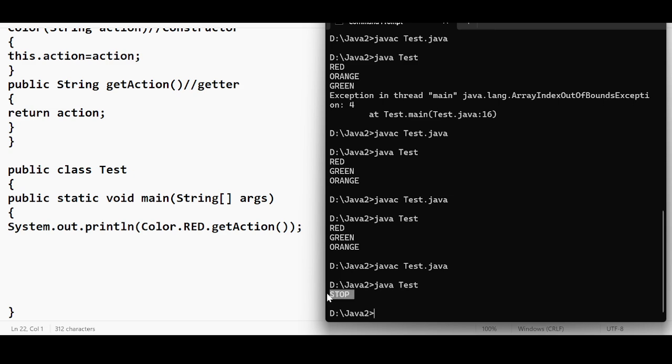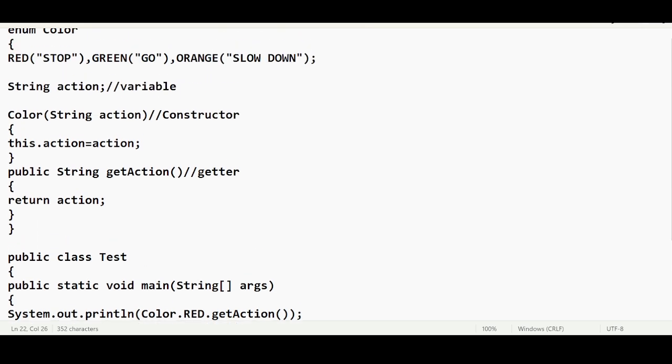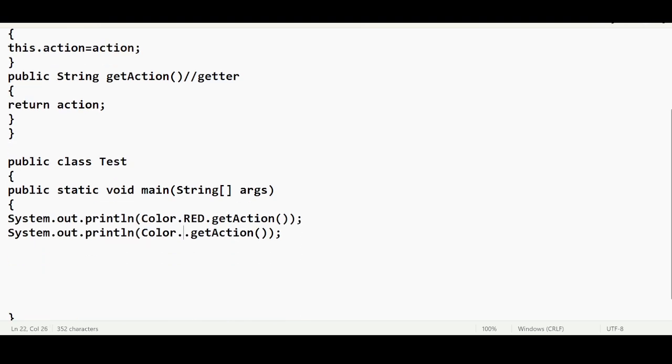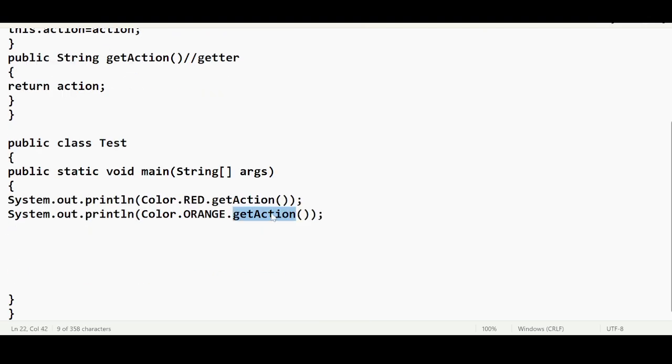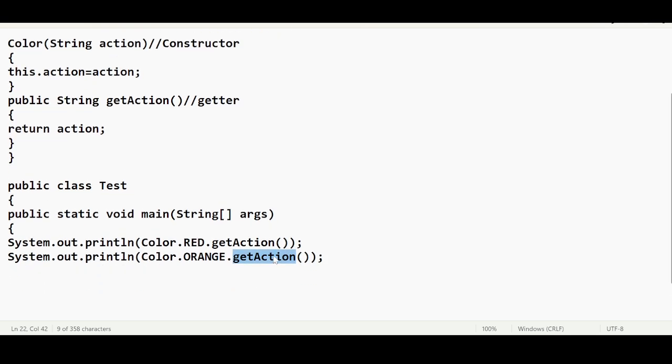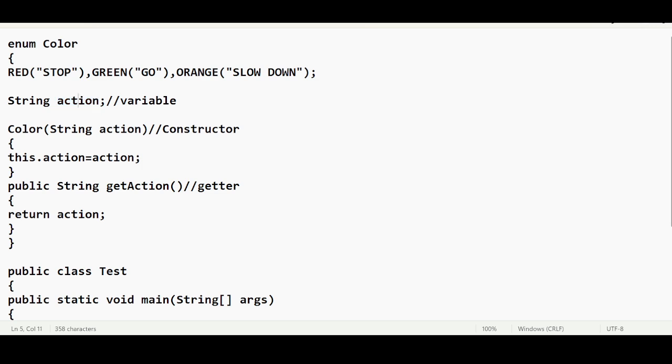Likewise you keep doing Color dot, let us get the action of ORANGE. So what is the action, what is the value inside this, what is the meaning, what is the description? To call the getAction method, the control is going to call the getAction method, and it is going to return the action. So what is this action? This action is the string variable name. How has this got the value slow down? You're just reversing it, guys, nothing else, you're just reversing it.